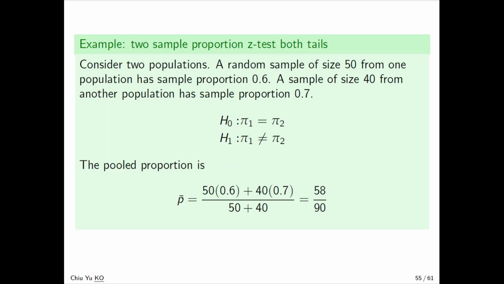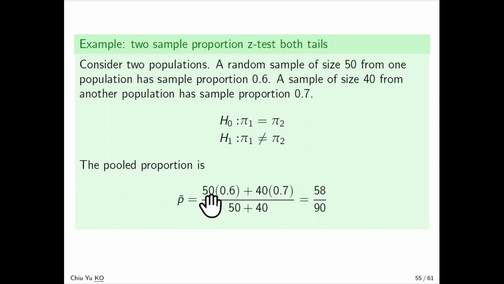So consider proportion tests, right? Two-sided. So if we have two populations, a random sample of size 50 from one population has sample proportion 0.6, and a sample from another population of size 40 has sample proportion 0.7. So the null says they're the same, the alternative says they're different, right? That means p1 minus p2 is 0 in this case.